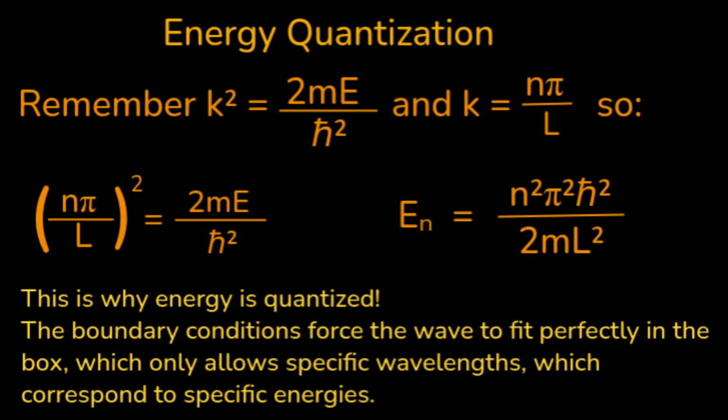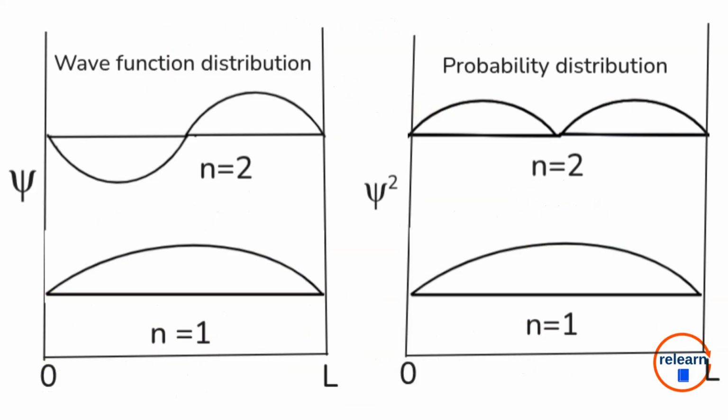Energy quantization. Remember k squared = 2mE / h bar squared and k = n pi / L. So, (n pi / L) squared = 2mE / h bar squared. Solving for energy, E = n squared pi squared h bar squared / 2mL squared. This is why energy is quantized. The boundary conditions force the wave to fit perfectly in the box, which only allows specific wavelengths, which correspond to specific energies.